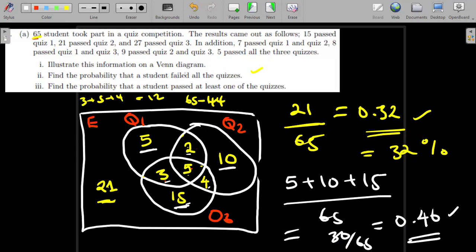Don't know if there are any questions. As a percentage, this could be expressed as 46%.